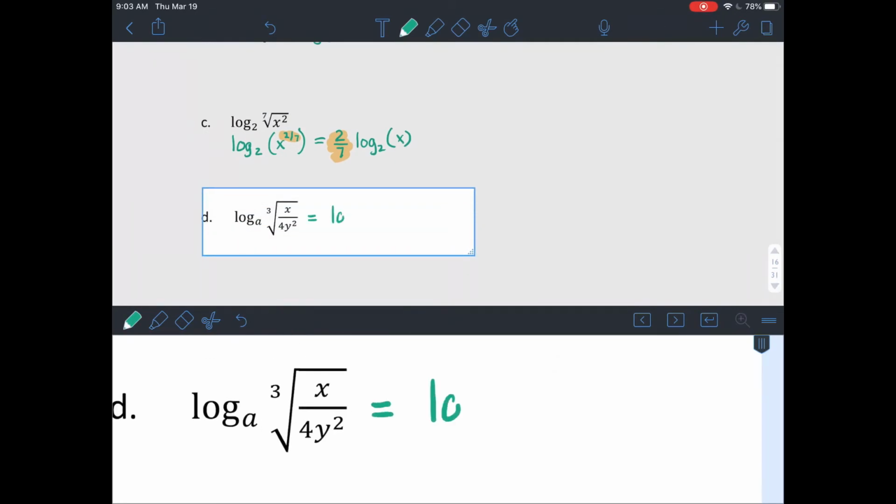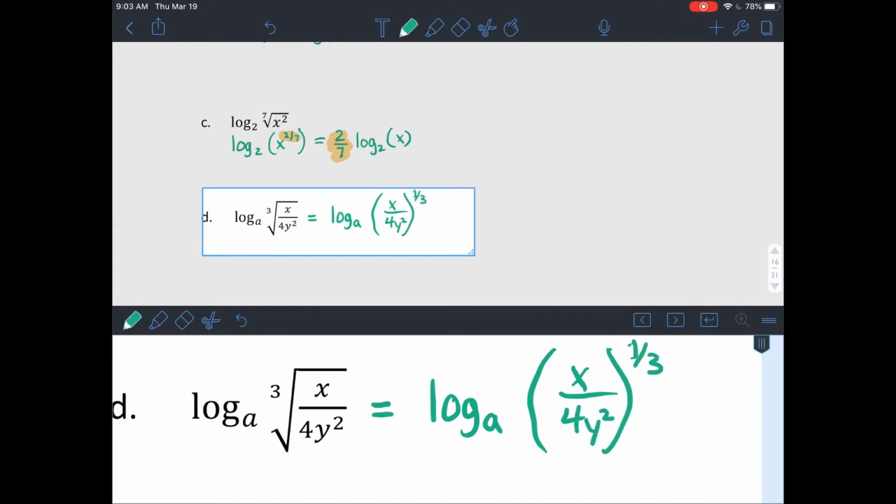This one gets messy-ish. There's a couple ways you can do it, which I'll show you. I would switch it to exponent form first. So it's inside a cube root. I'm going to make that whole thing to the 1/3 power.